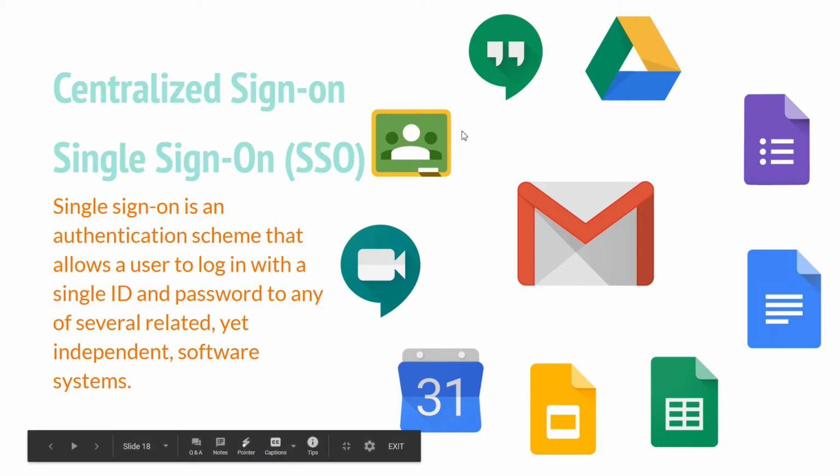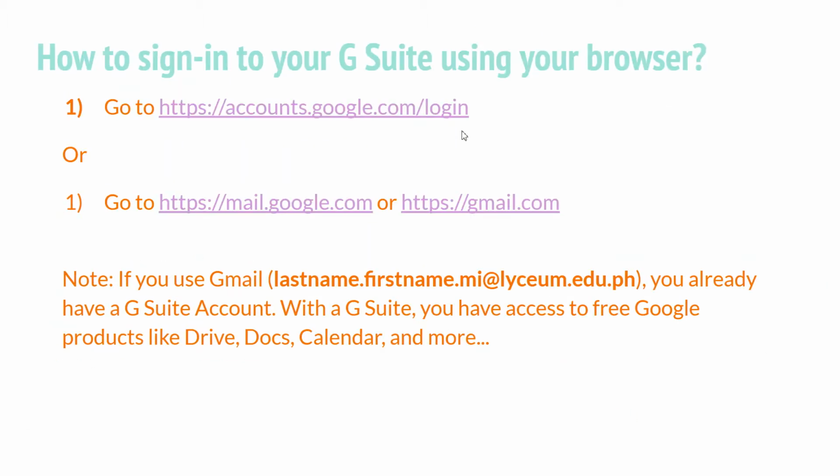So how do you sign in to your G Suite using your browser? Again, you can type in accounts.google.com/login or go to mail.google.com or just Gmail. If you use the last name, that first name, that middle initial at lyceum.edu.ph, you already have a G Suite account. With a G Suite, you have access to the free Google products that were mentioned.